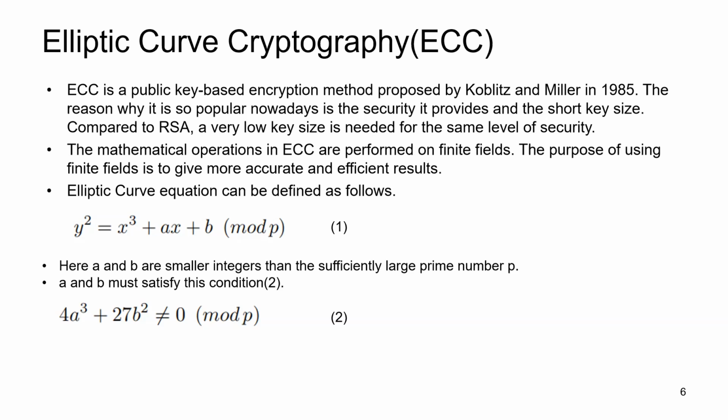A general elliptic curve equation is equation 1, as you can see. Here, A, B and P the user chooses. A and B are small integers. P is a sufficiently large prime number. And A and B must satisfy equation 2.